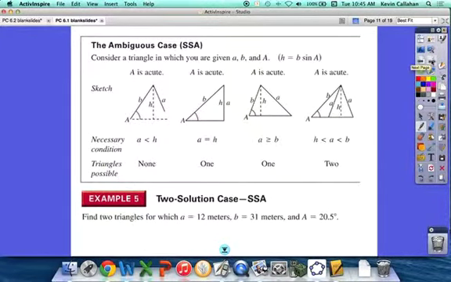And now we get to the two solution case, what they call the ambiguous case. So we've got our angle, and we've got the B is 31, and the A is 12. So the A is less than B, which means it could either be here or here, but this is going to be one that actually works out that it's over here and there's two. So let's see what that looks like.